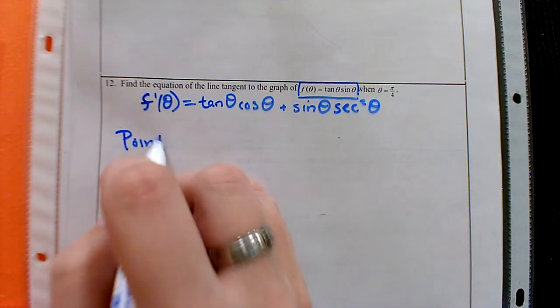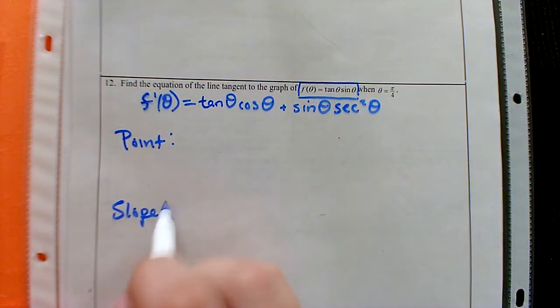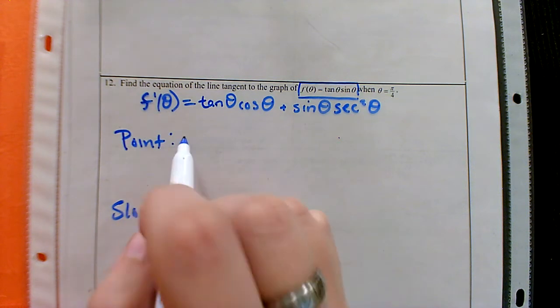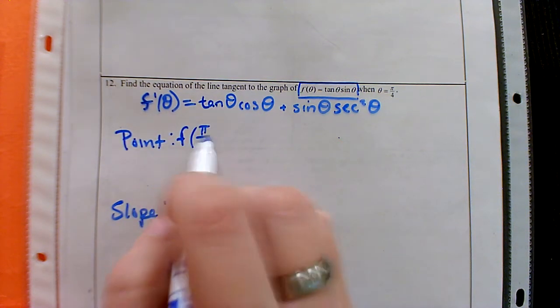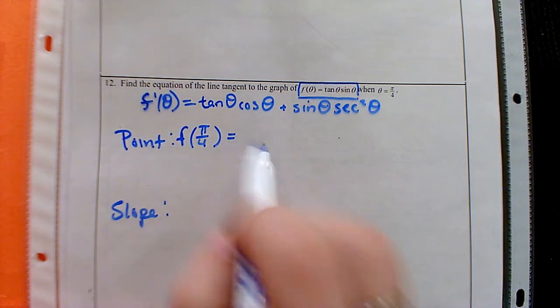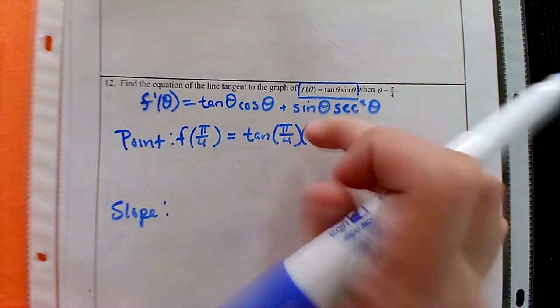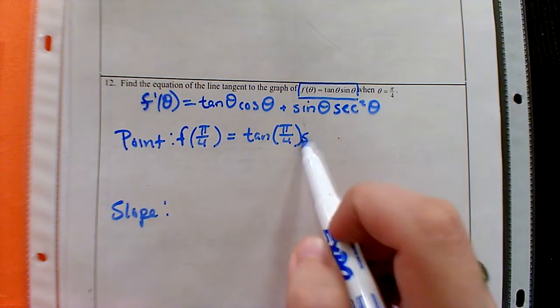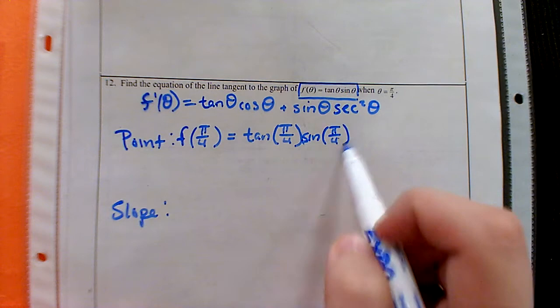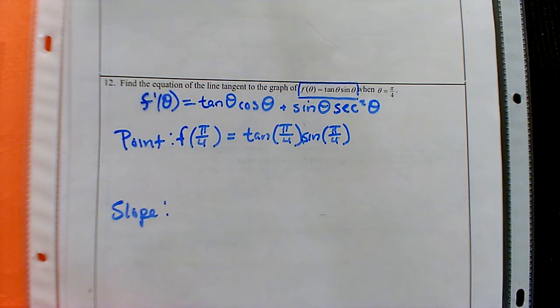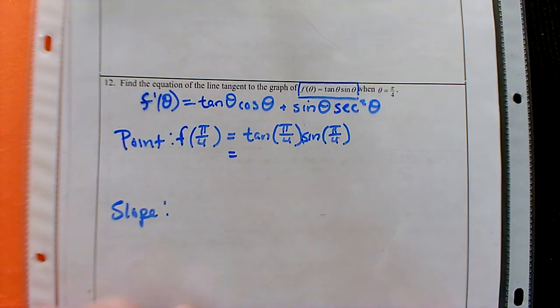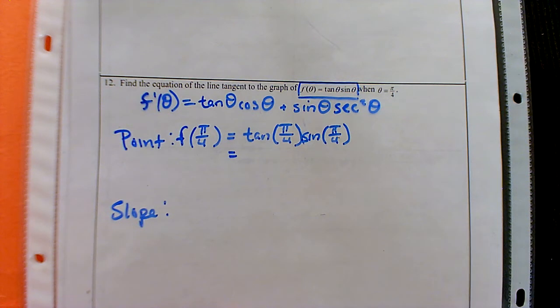Let's check out the point, and then the slope. To find the point, we're going to plug pi over 4 into the original function. So you have to think about your unit circle. Pi over 4 is in the first quadrant, so we need to know these values. We know tangent is sine over cosine. At the pi over 4 spot, what are the sine and cosine values? Pi over 4 is like 45 degrees, so both of them are square root of 2 over 2, right?